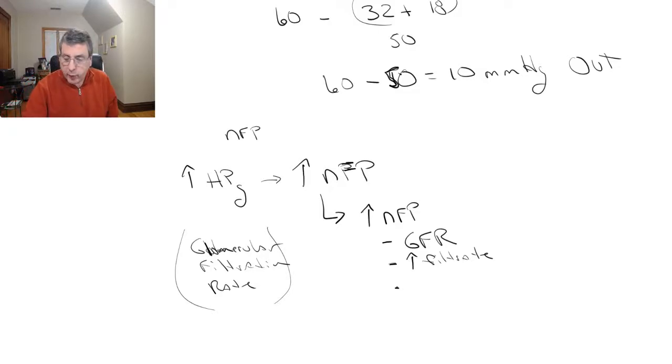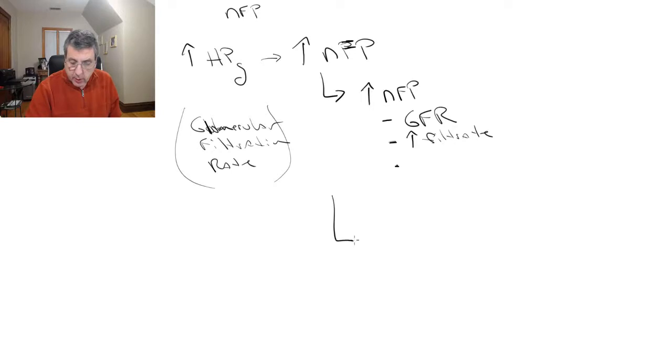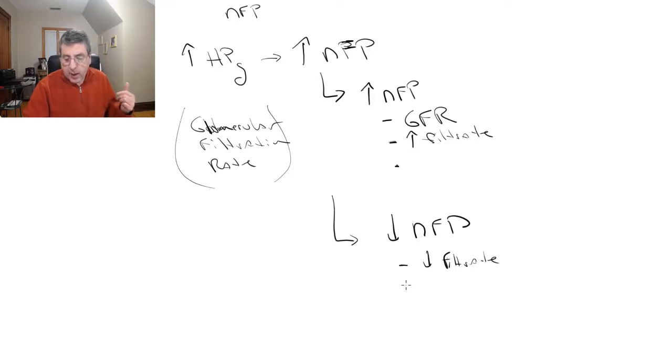Okay. Now, if we decrease net filtration pressure, that basically means we're going to have less filtrate, and the quantity of fluid that gets into the tubular system is moving slower. So if it's moving slower, we reabsorb more nutrients and more stuff from the tubular fluid, making it more concentrated. So that's what we've done on this one.